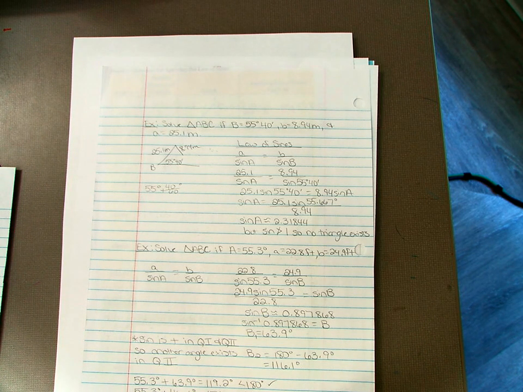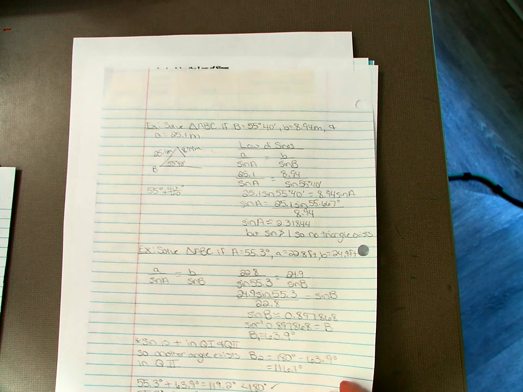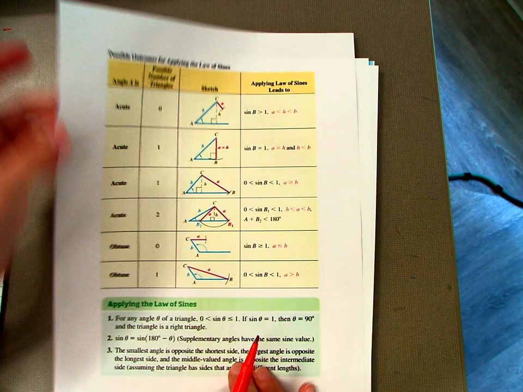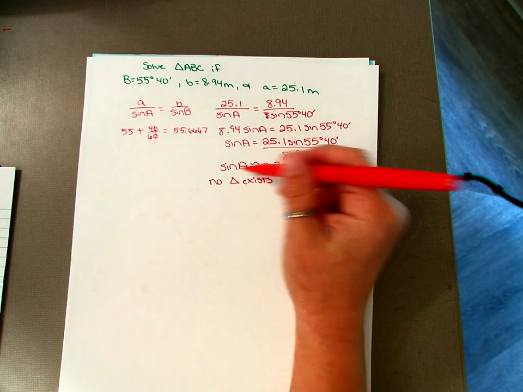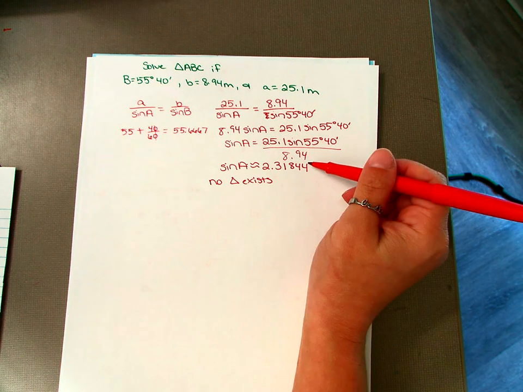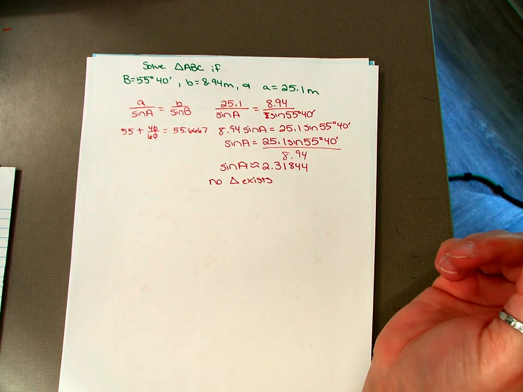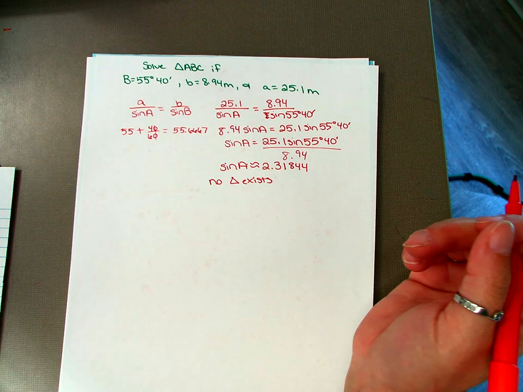And we discover that pretty quickly because we get a sine that is too small or too big to actually be a sine. So if you get sine of your angle is greater than 1, you're done. It doesn't work. There's no triangle that works for this. And that's one of those cases.